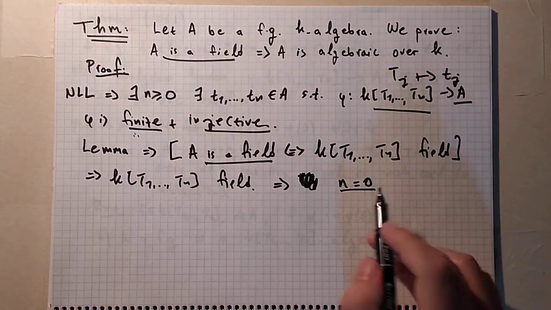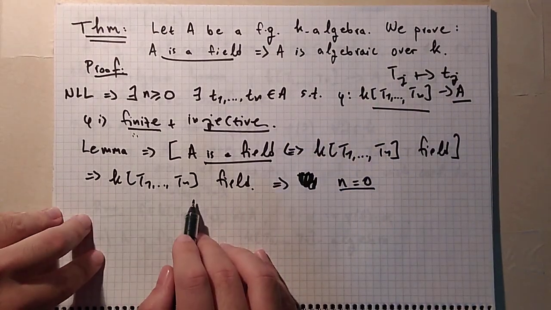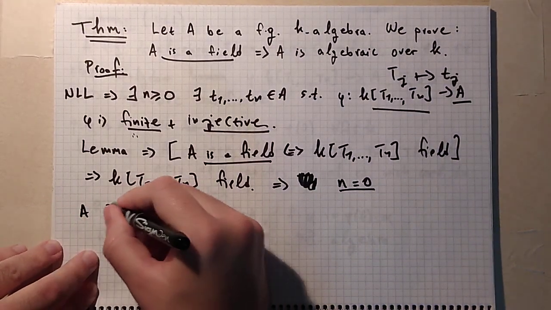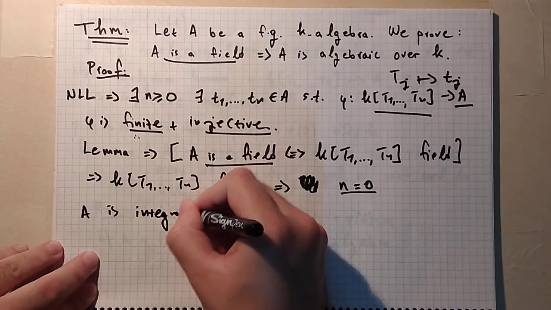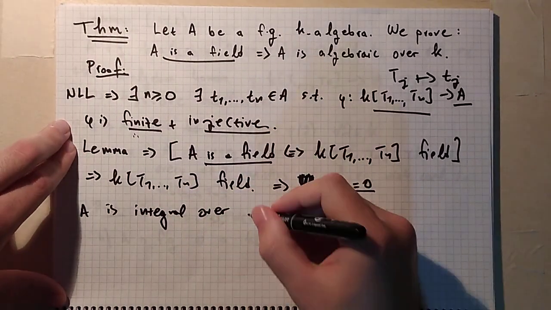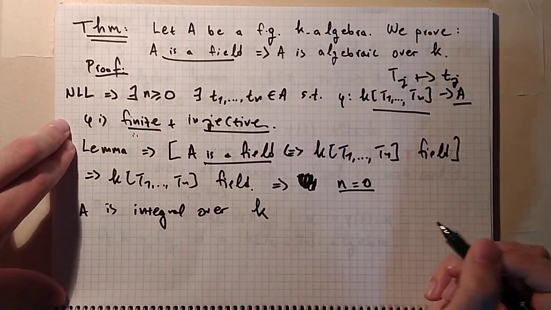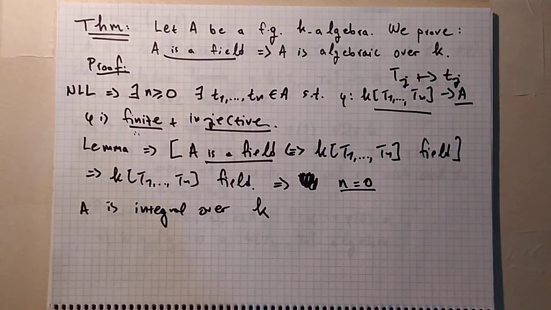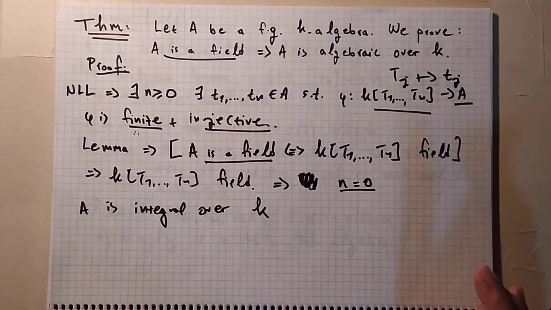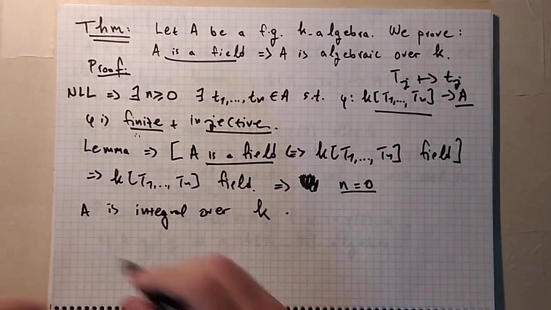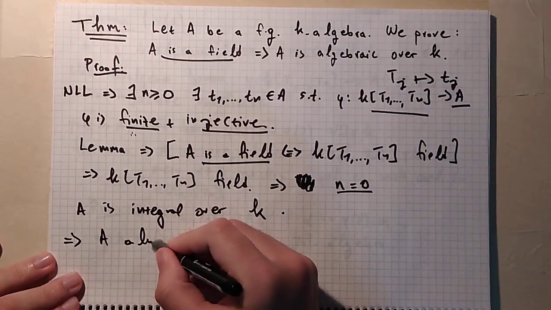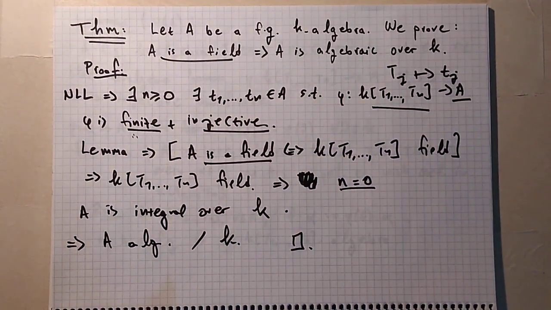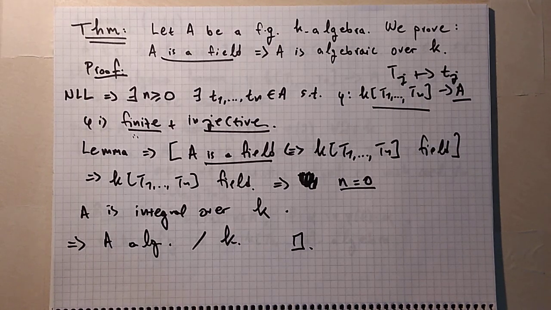But if n is equal to 0, then this is simply just K, right? And being finite means that A is integral over the polynomial ring, but now the polynomial ring just became K. Since A is by assumption a field, saying that A is integral over K is exactly the same thing as saying that A is algebraic over K, right? So A is algebraic over K, and this finishes the proof of the first version of Hilbert's Nullstellensatz.